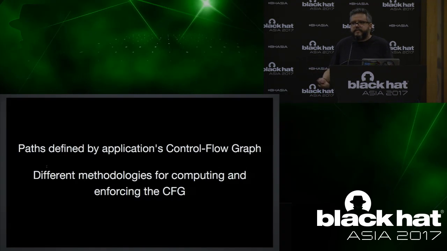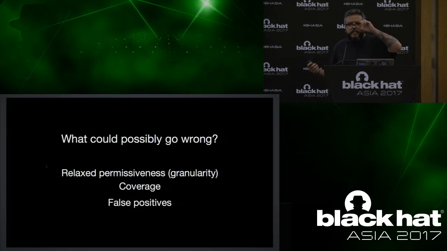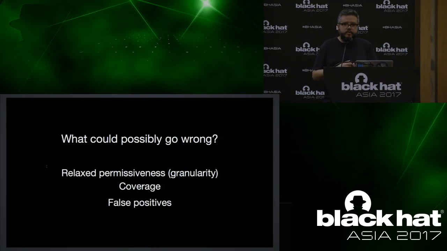These allowed paths are defined by the application's control flow graph. And of course, there are different methodologies for computing and enforcing this control flow graph, like CFG. So we have many different implementations that enforce this kind of thing. If I'm trying to enforce paths for the indirect branches of a program, what could possibly go wrong?